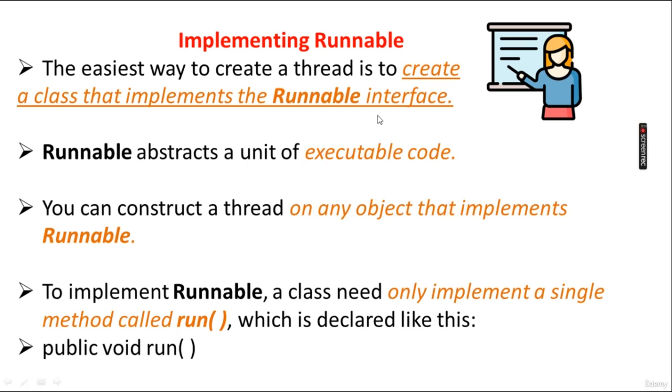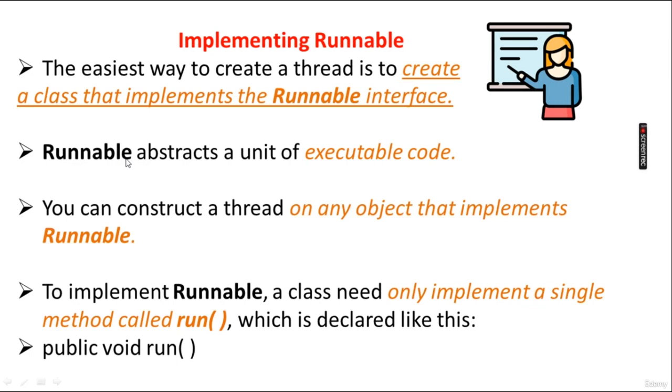Create a class that implements the Runnable interface. Runnable abstracts the unit of executable code. You can construct a thread on any object that implements the Runnable interface. So Runnable is a unit of executable code and it is an interface. For any object that implements Runnable, you can construct a thread on that particular object.